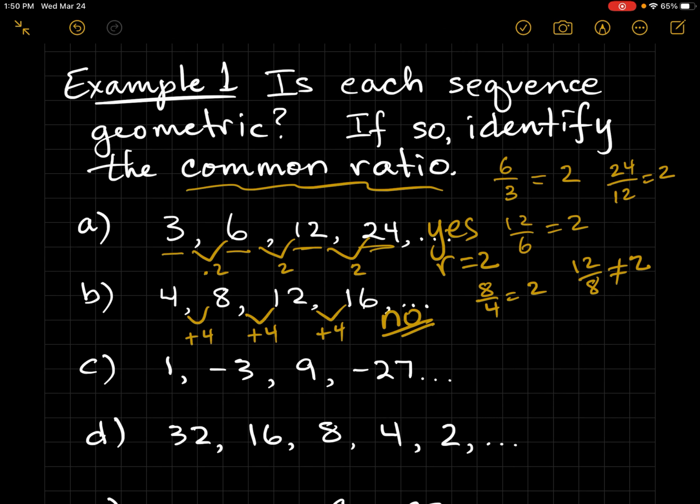Okay, for C, let's see. -3 divided by 1 is -3. 9 divided by -3 is -3. And -27 divided by the previous term, that's -3. So yes, and the common ratio is -3. So you'll notice sometimes the ratio is positive, sometimes it's negative. And notice how the signs go back and forth here.